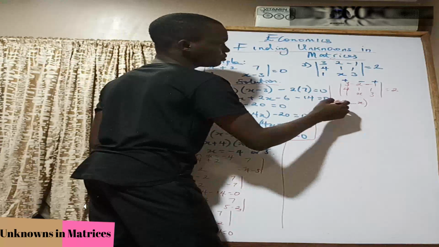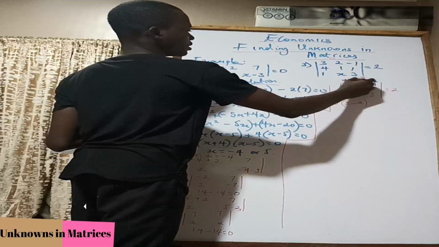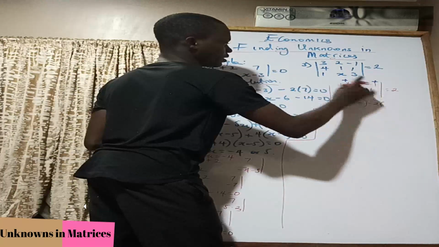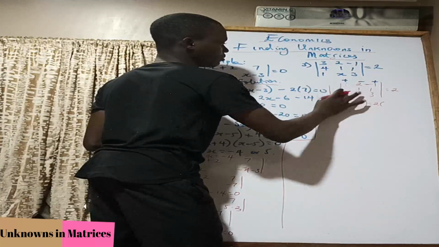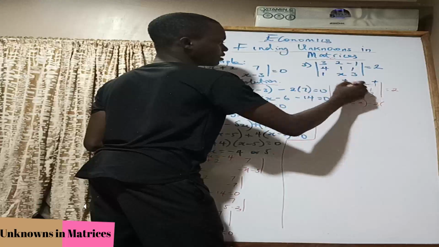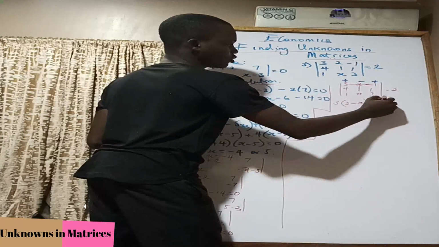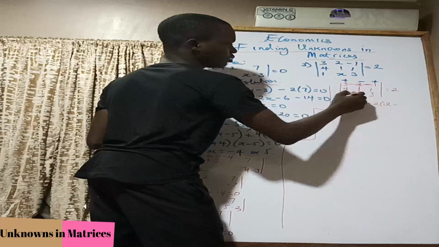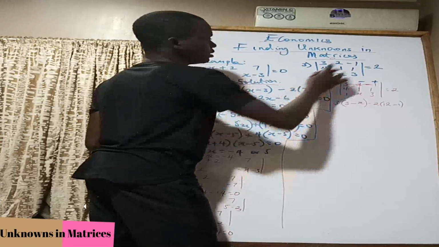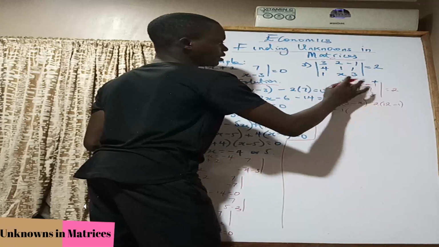Then this is minus 2. So minus 2 into brackets, this is 3, 4, 1. If I strike this out and this out, I have 4 times 3, which is 12, minus 1 times 1, which is 1. Then this is a minus 1, so plus minus 1 is still minus 1, minus 1 into brackets.